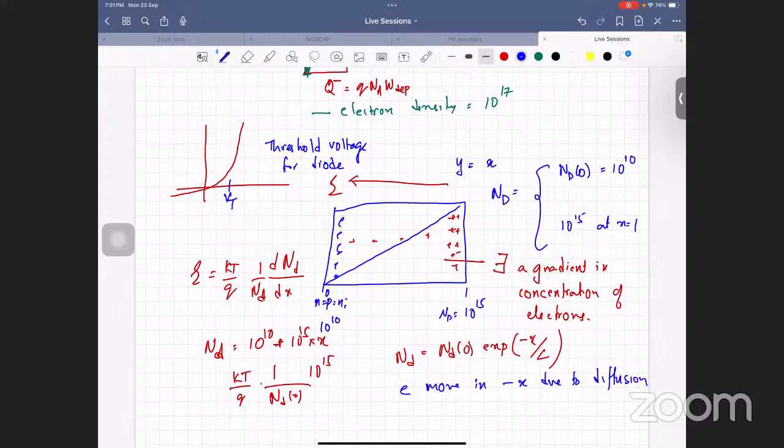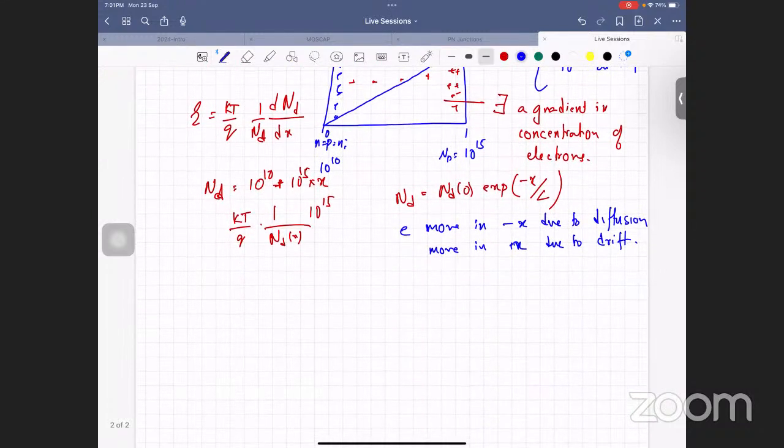What about due to drift? Electrons move in the positive x direction due to drift. Correct? When you have balancing of these two forces, then you have steady state. Agreed? Yes, sir. So that's why you get an electric field. All right?